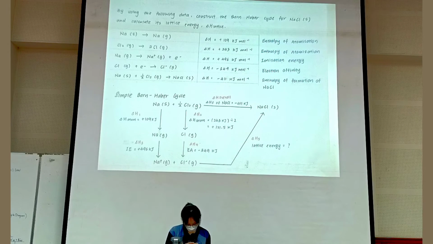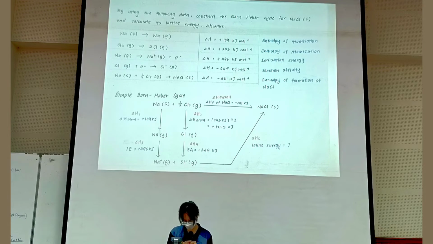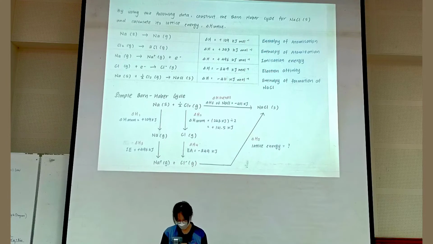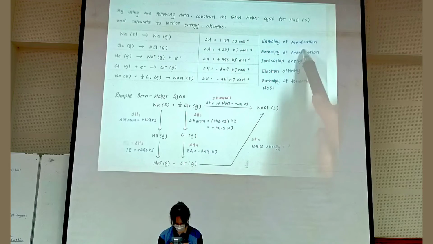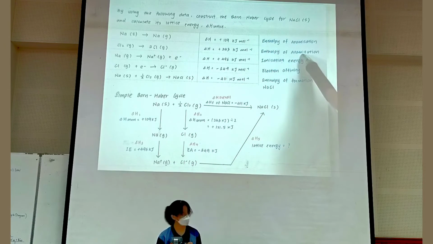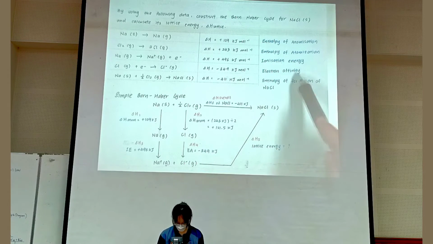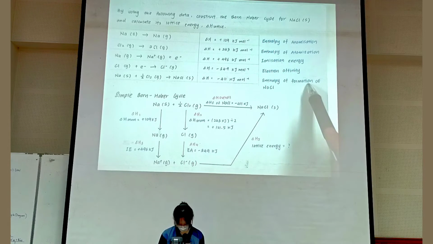So moving on to the next question: by using the following data, construct the Born-Haber cycle for NaCl in solid state and calculate its lattice energy. The question gives us the enthalpy of atomization for sodium, enthalpy of atomization of chlorine, ionization energy for sodium, electron affinity for chlorine, and enthalpy of formation of NaCl.